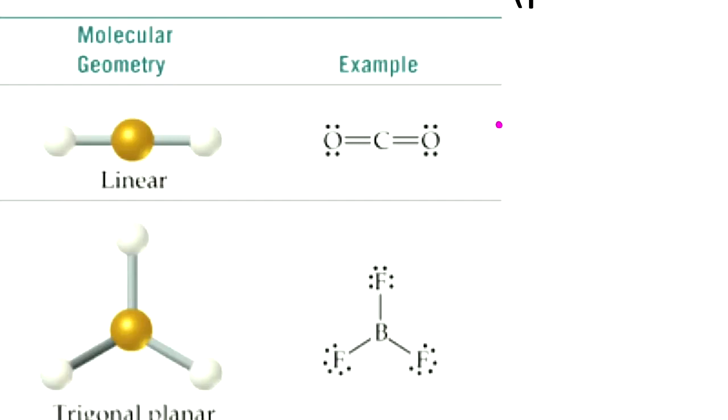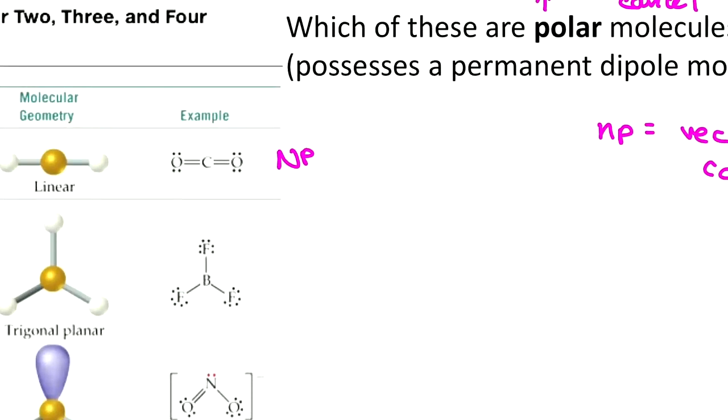Nonpolar. But let me change it up real quick. CO2 is nonpolar, but what if I had this molecule? What if it was a carbon with an oxygen on one side but a sulfur on the other side? It's still linear. What is that?